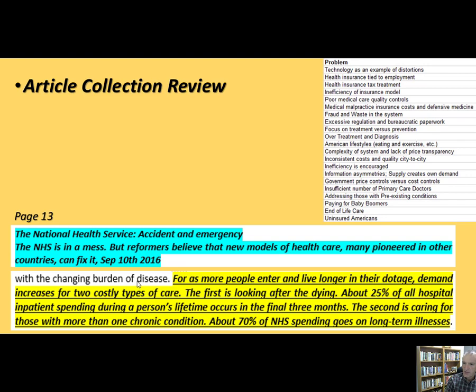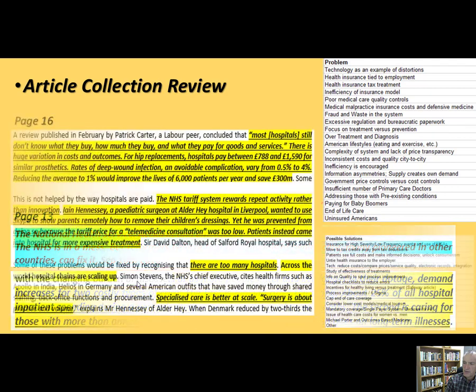And then 70% of NHS spending goes on long-term illnesses. So that's paying for the baby boomers. It's an issue.